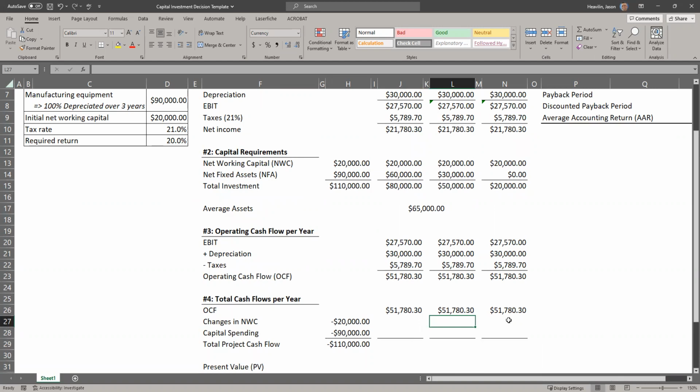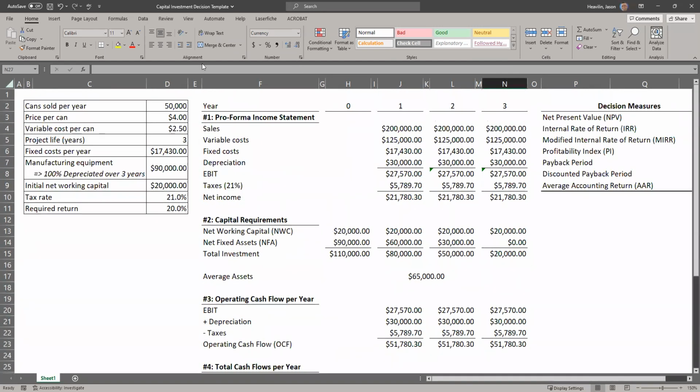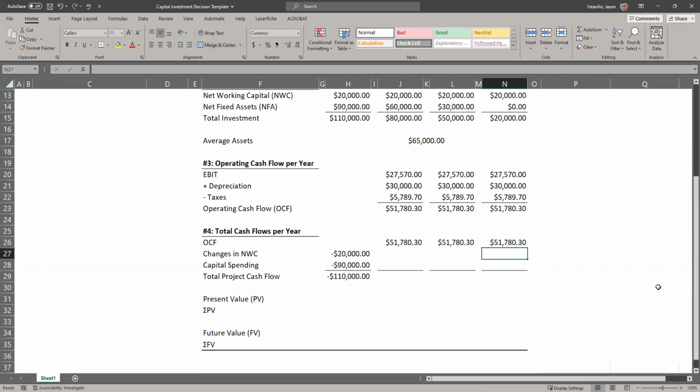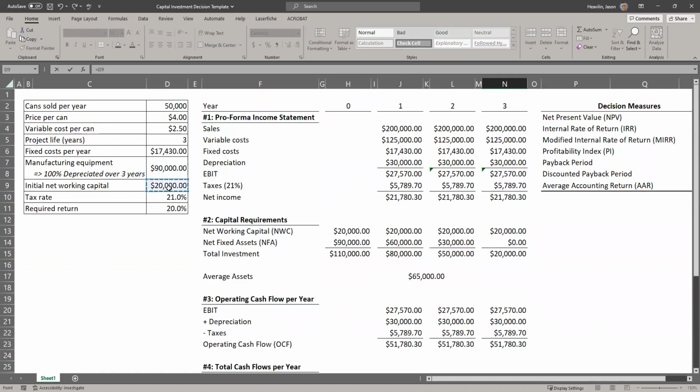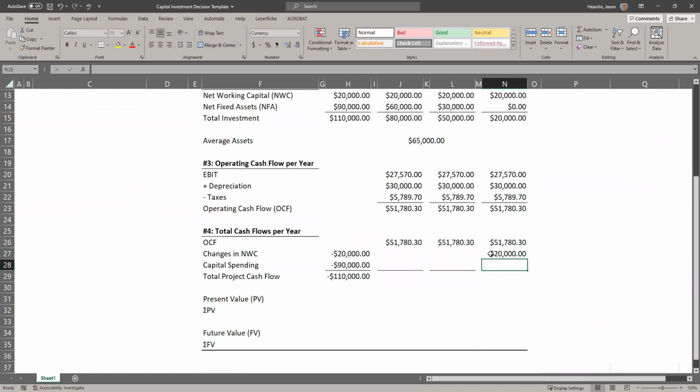However, in the last year, when you shut down your operations because the project life is 3 years, you recover the 20,000. So now it's a positive because the $20,000 is going to come back in. So you have recovered the net working capital. And then all we do is we take the same formula, adding all 3 items together for every year. And that is what the project cash flows look like year to year.